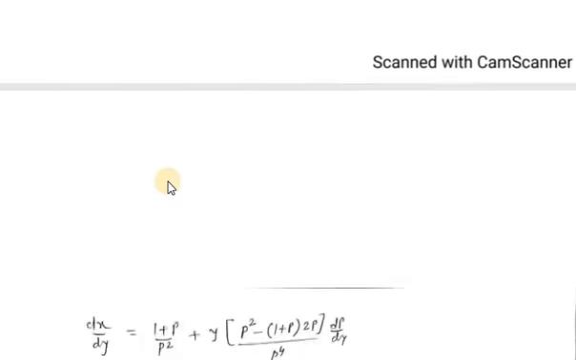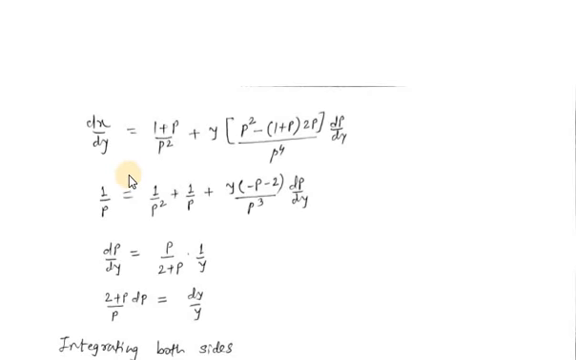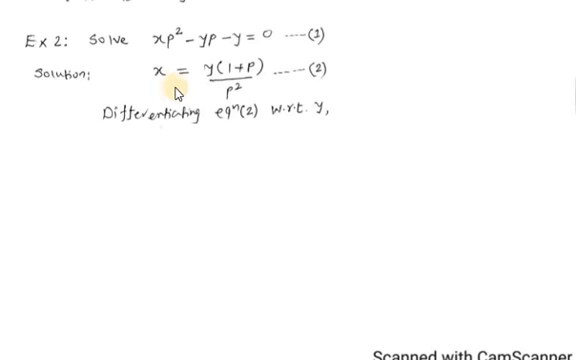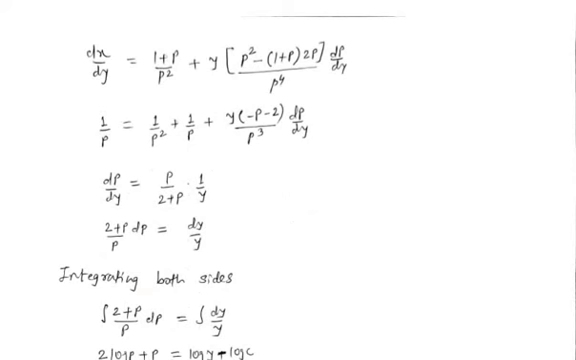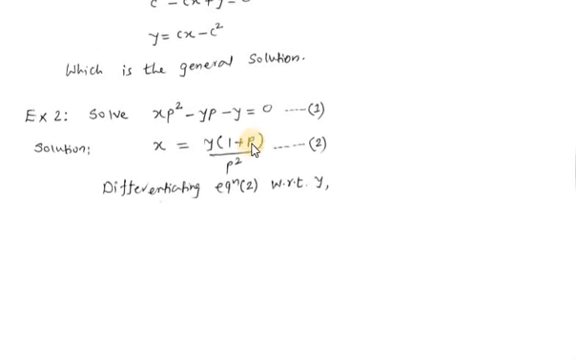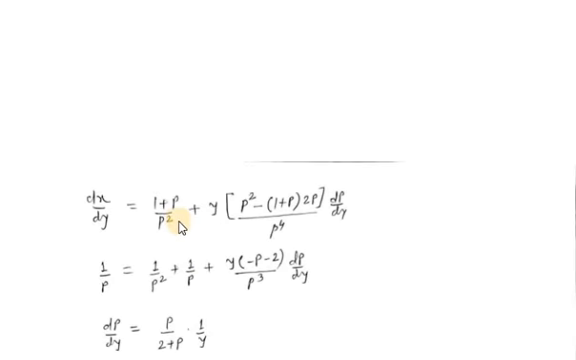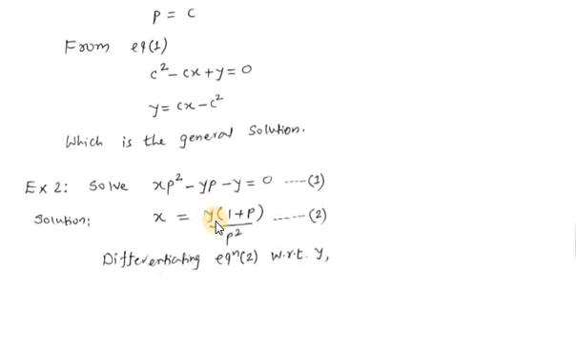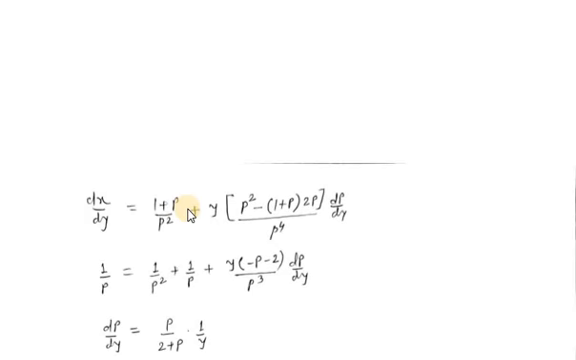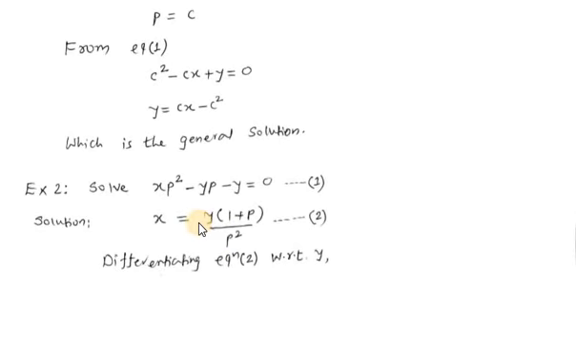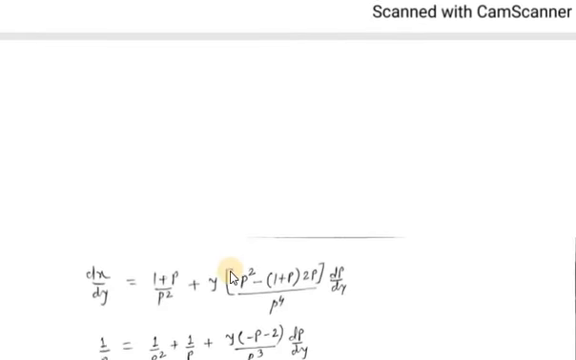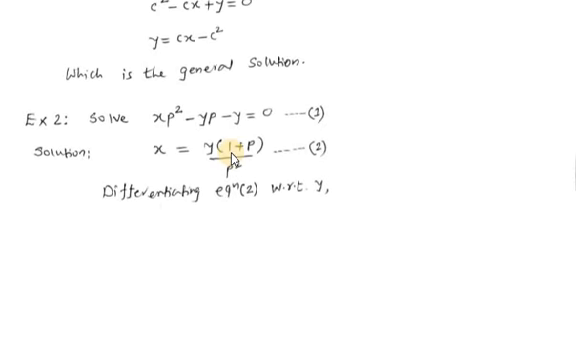So derivative of x with respect to y, result is dx by dy, and that is equals to, we will apply product rule on this function. So (1 plus p) over p square as it is, and derivative of y with respect to y, result is 1. Then after plus y as it is. Now we have to differentiate (1 plus p) over p square with respect to y.